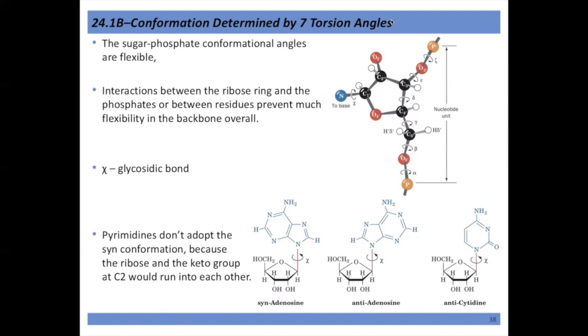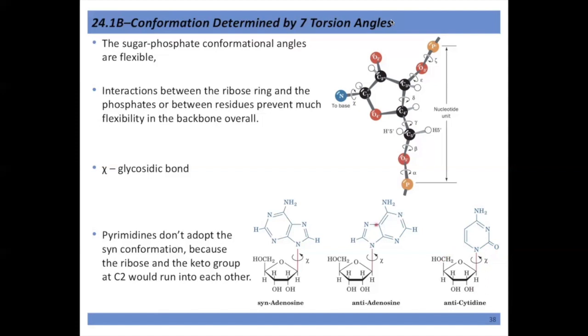Now pyrimidines, remember pyrimidines are... Yeah, so pyrimidines, there we go. These don't undergo syn conformations because this would bump into the ribose sugar right there. So the pyrimidines, so T, U, and C aren't going to undergo this syn conformation.